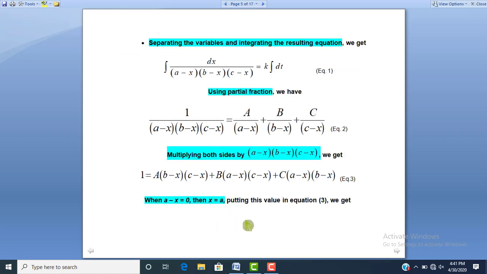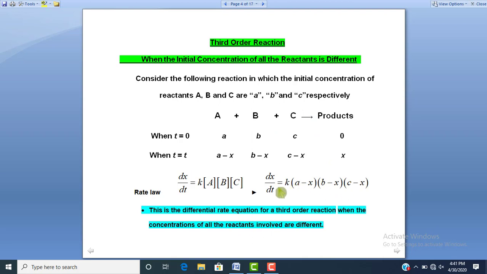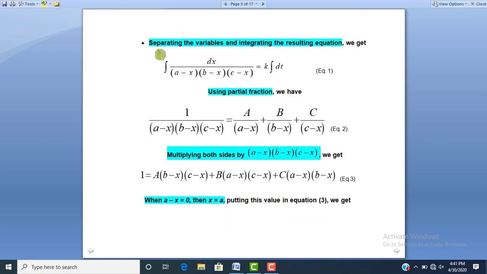Dear students, now we will separate the variables from this equation. So we will rewrite this equation by separating the variables and apply the integration rules. So after separating the variables and integrating the equation, we can write integral dx over (a minus x)(b minus x)(c minus x) is equal to rate constant k integral dt. This is equation number 1.